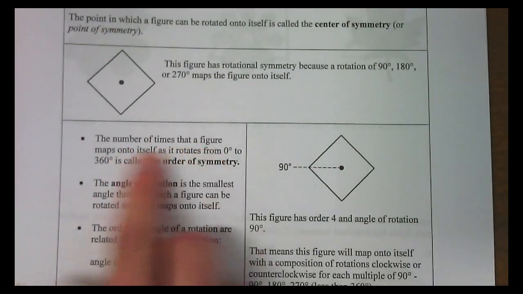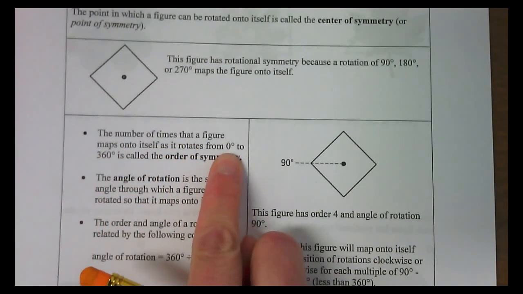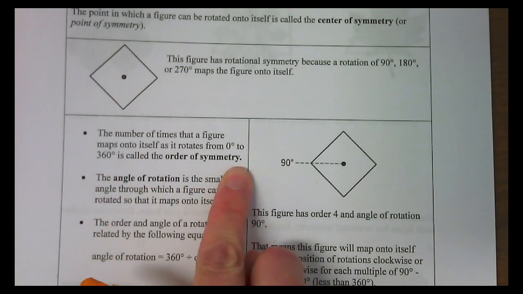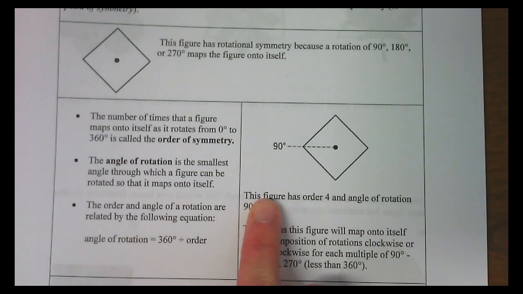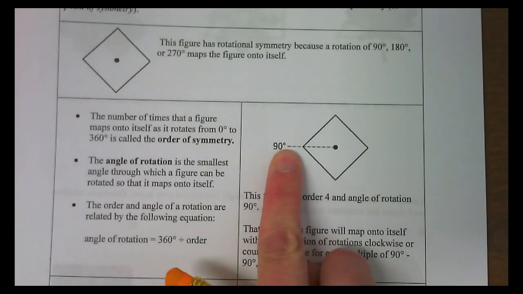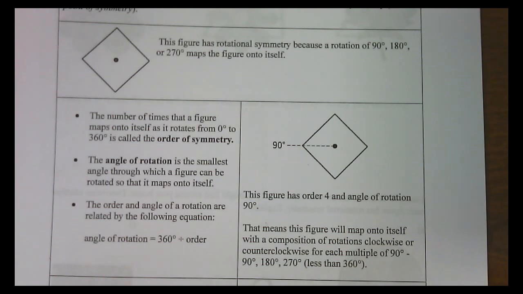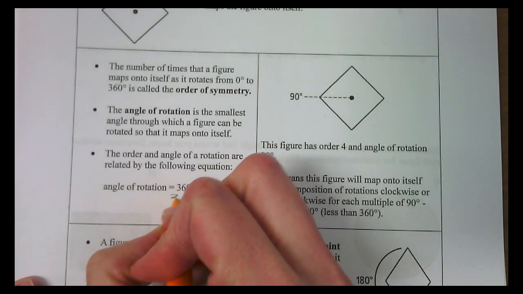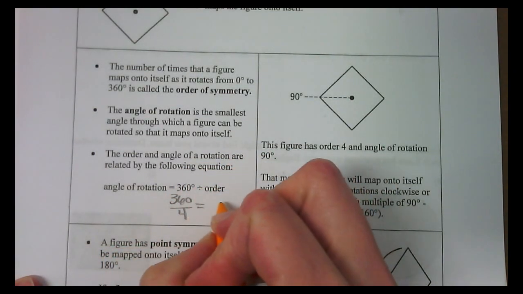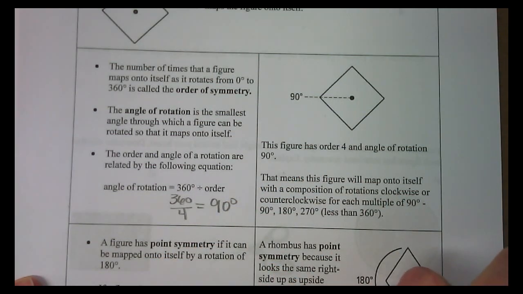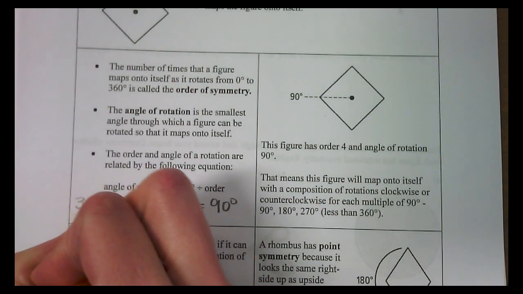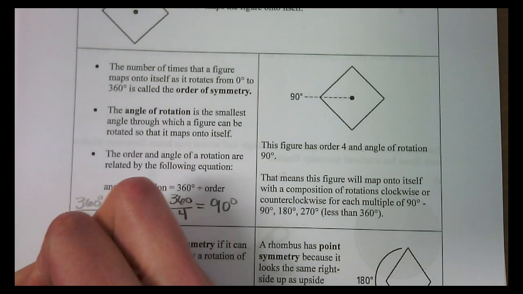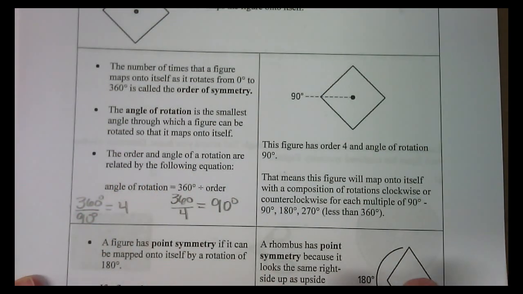Okay, the number of times that a figure maps onto itself as it rotates from 0 to 360 is called the order of symmetry. Since this figure looks the same every 90 degrees, it has order 4, with an angle of rotation of 90. So we can take a full rotation of 360 and divide it by the order, and we get the angle. Or it also works the other way. If I take 360 and divide it by the degrees, I get the order.